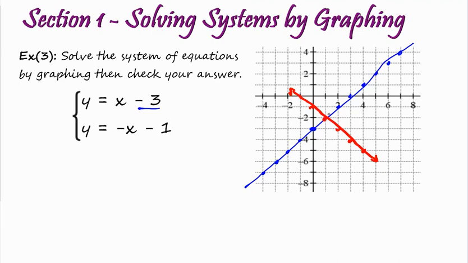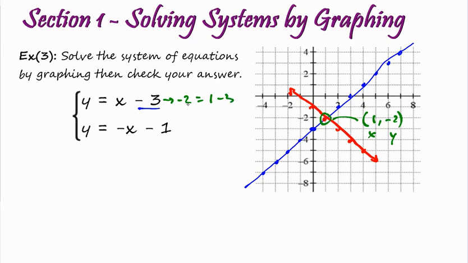We see that the two lines cross at 1 comma negative 2. So we will plug in 1 for x and negative 2 for y in both equations to see whether they produce true statements. So the top equation becomes negative 2 equals 1 minus 3.